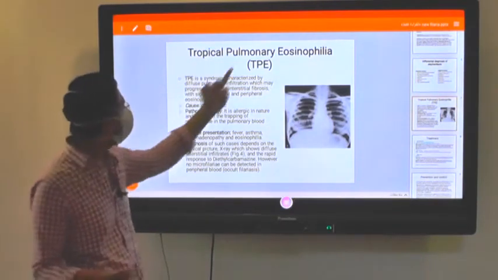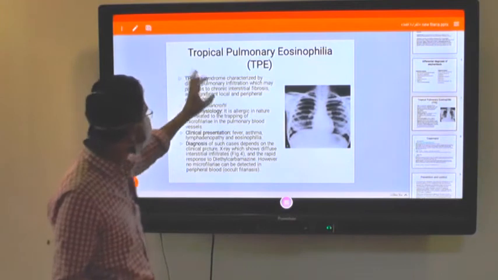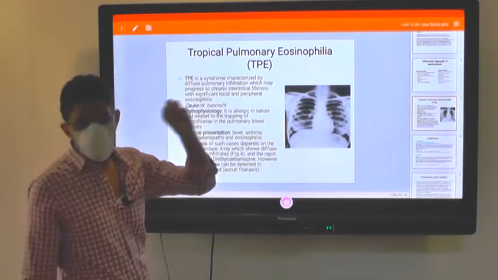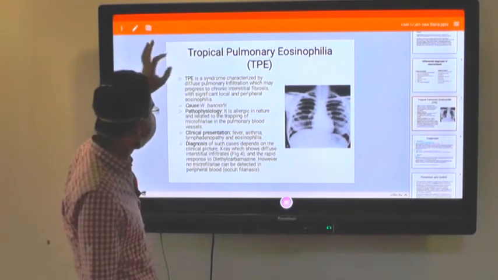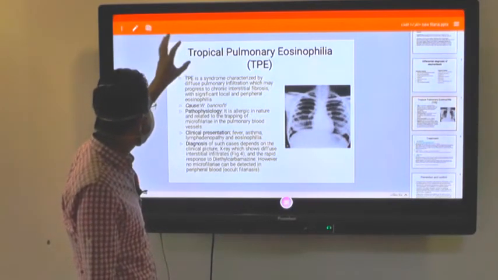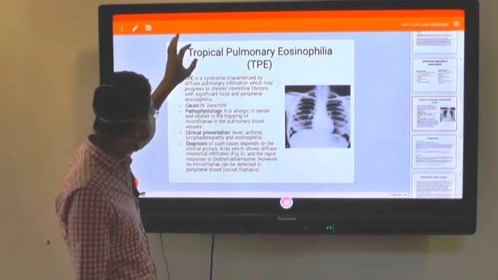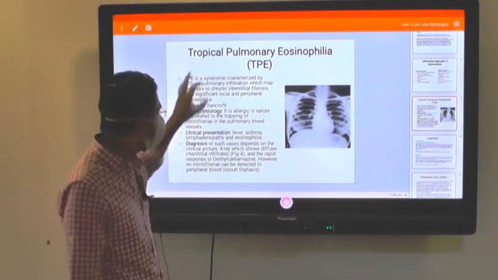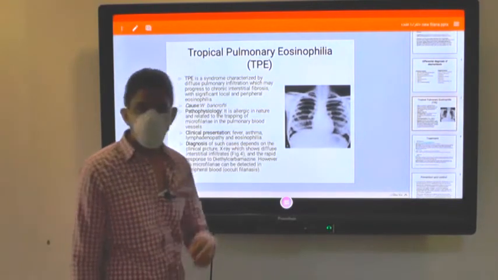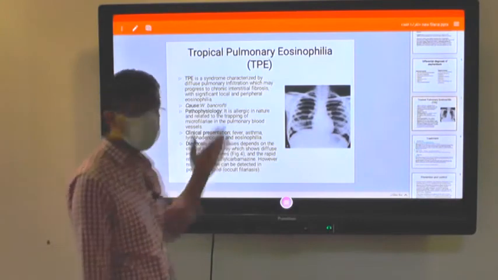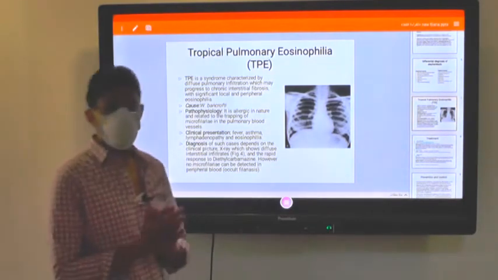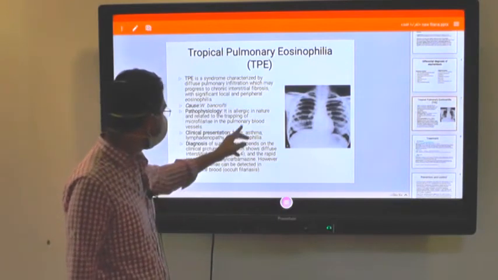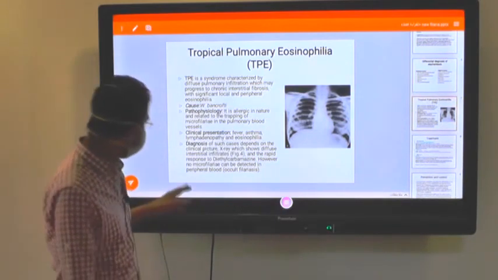So tropical pulmonary eosinophilia, from its name: tropical, because we are talking about an organism, the filaria, in the tropical and sub-Saharan areas. Pulmonary, because it's affecting the pulmonary circulation, and the microfilariae are hiding in the pulmonary circulation. And eosinophilia, because one of the main findings is eosinophilia. Pulmonary, so we are talking about bronchial asthma and fever.